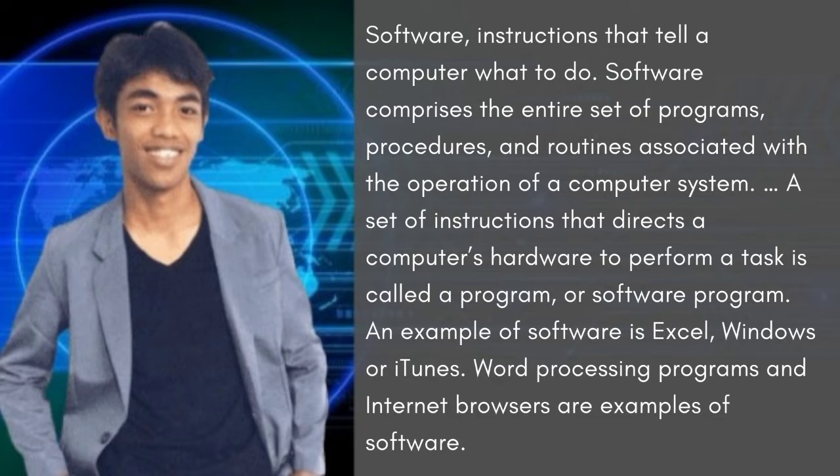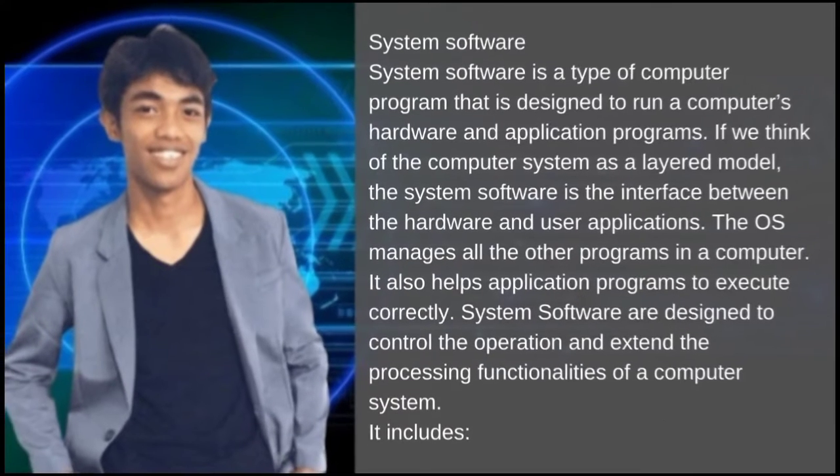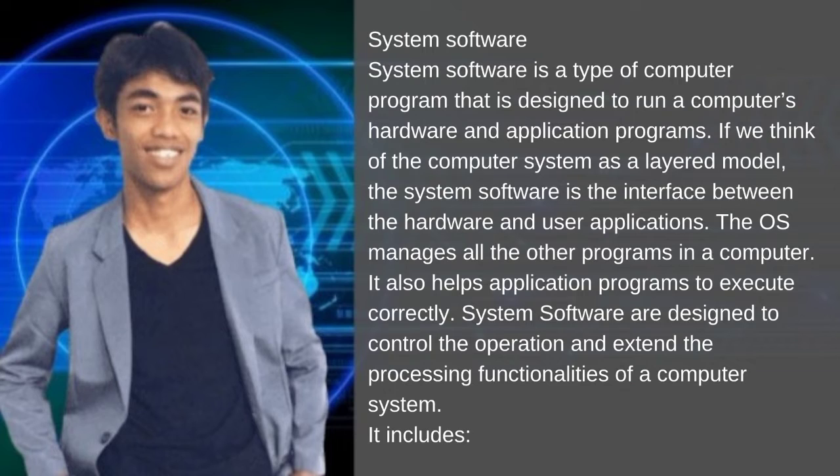A set of instructions that directs the computer's hardware to perform a task is called a program or software program. Examples of software are Excel, Windows, or iTunes. A word processing program and an internet browser are examples of software. There are two software categories.